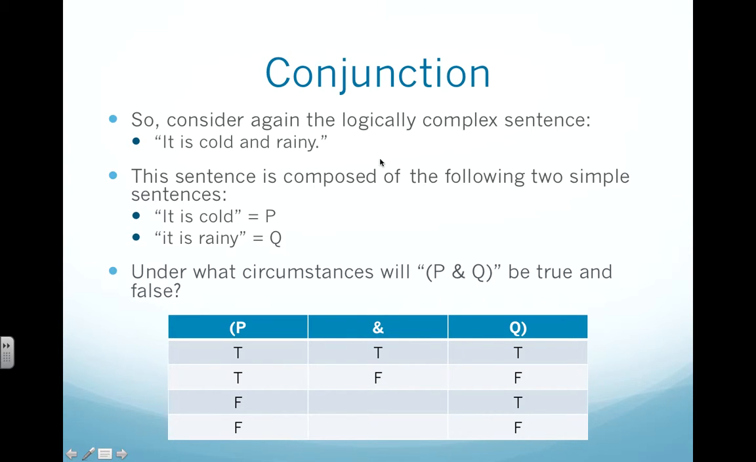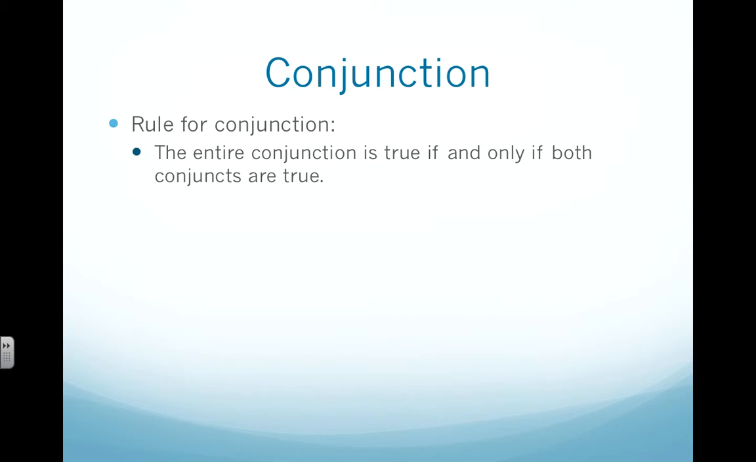Okay, what about if it's not cold but it is rainy? What then will be the truth value of the sentence, it is cold and rainy? Well, again, it's going to be false. And then obviously, if it's neither cold nor rainy and I say it's cold and rainy, well then again the entire construction will be false.